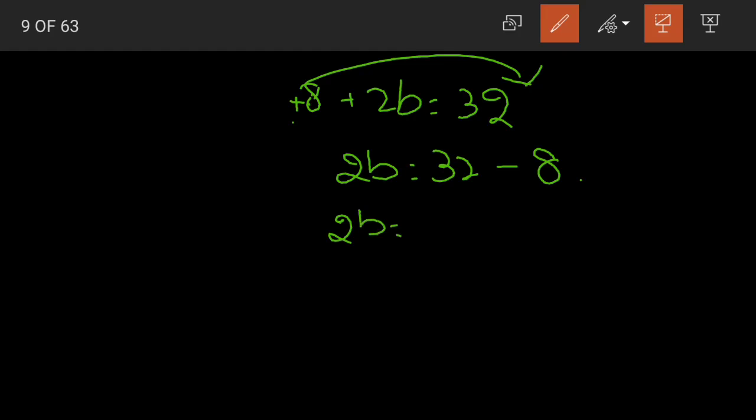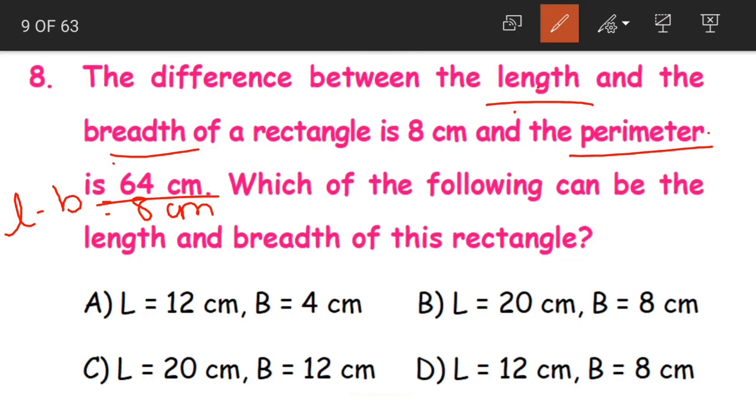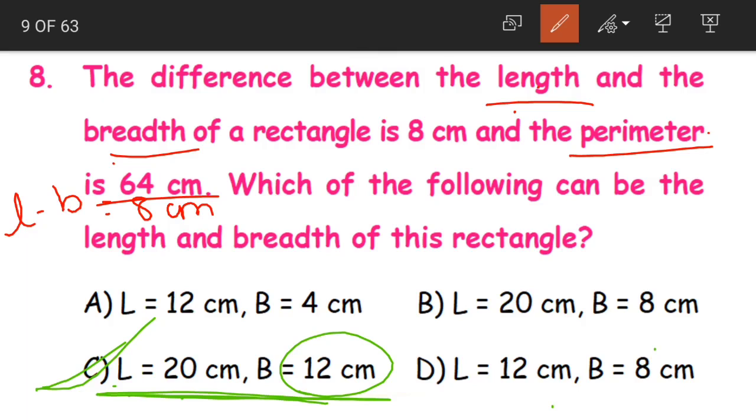2B is equal to how much? 24. 32 minus 8 is 24. 2B is equal to 24. Then 1B is equal to 24 divided by 2, that is nothing but 12. B is nothing but our breadth here. Breadth is 12. If you look at the given options, in option C we have breadth as 12. So option C becomes our correct answer.